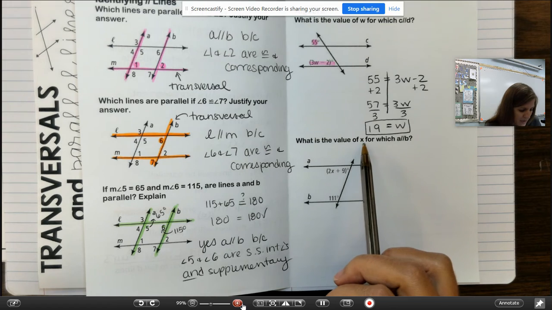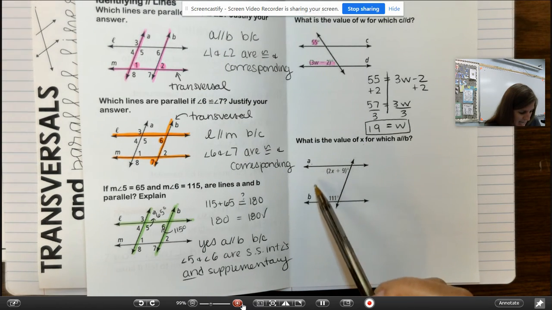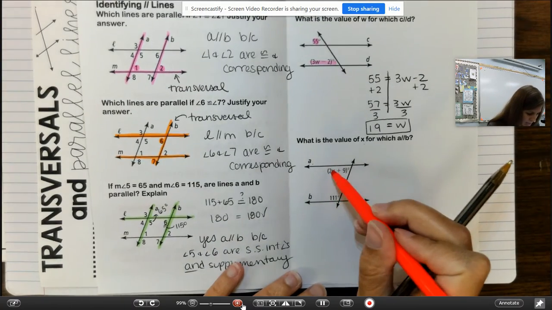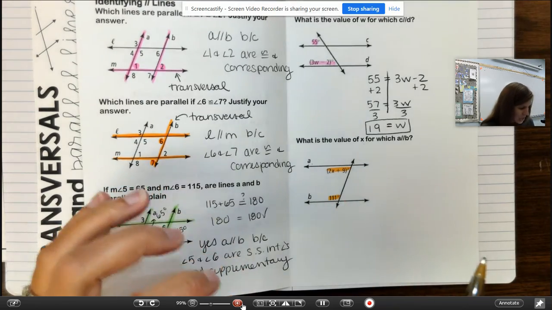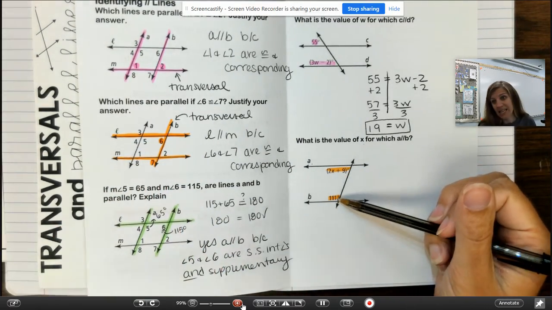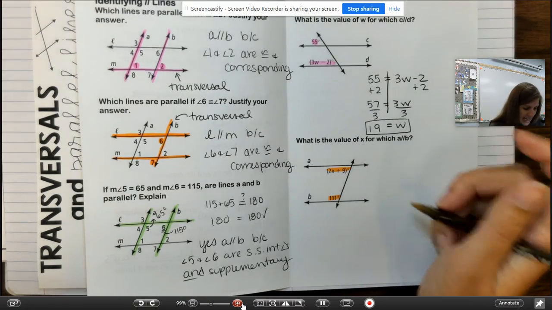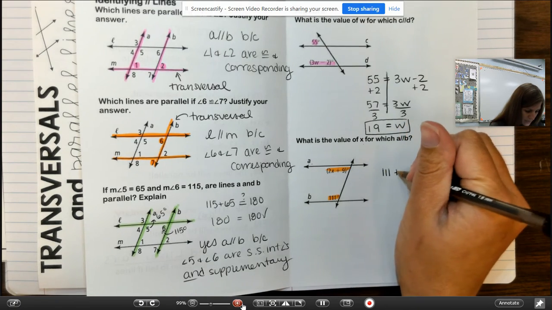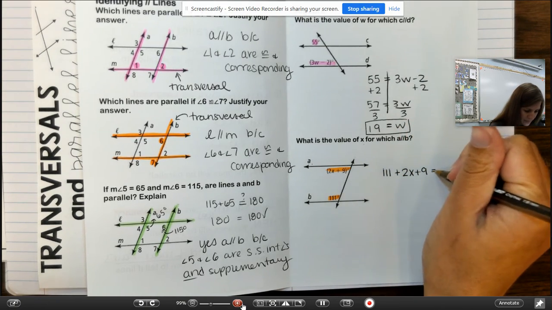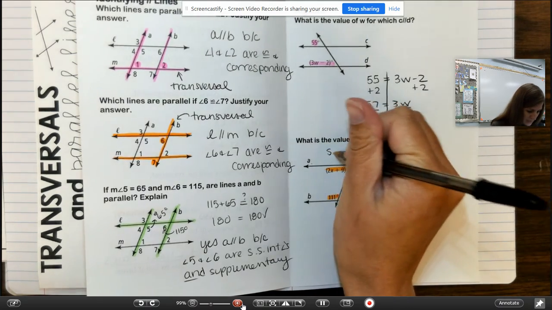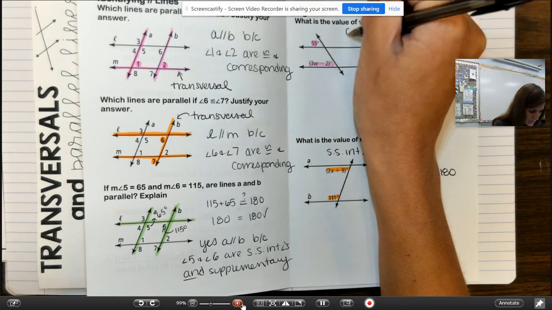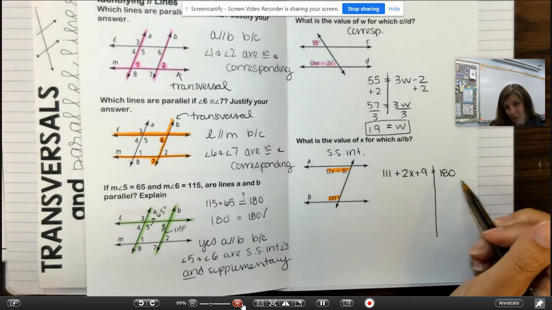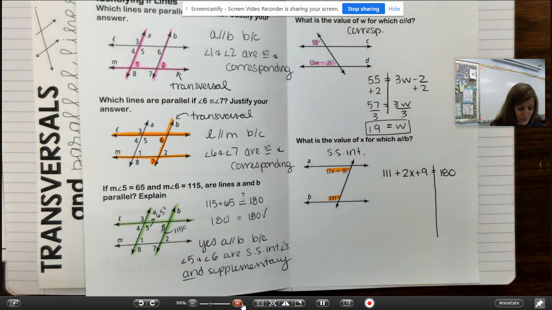So similarly here, what is the value of X for which A will be parallel to B? So if I want A to be parallel to B, I need to think about what type of pair I have here and what that pair needs to do. So this is a pair of same side interior angles, and same side interior angles need to add up to equal 180. So we're going to do 111 plus 2x plus 9 equals 180. That's same side interior, and then this was corresponding, just so we remember. And so same side interiors have to add up to equal 180 to ensure that the lines will be parallel. So that's what I do.